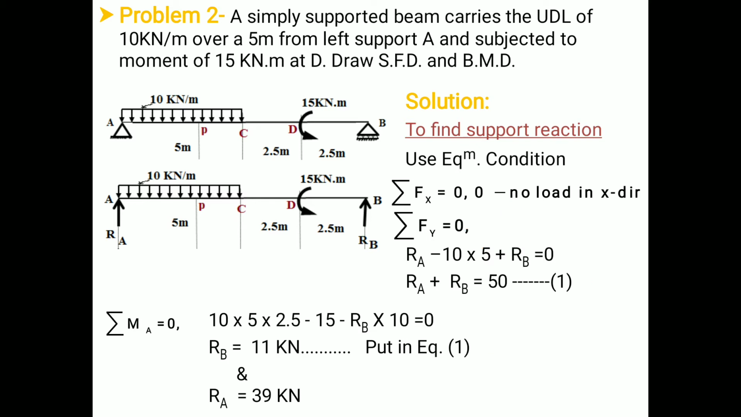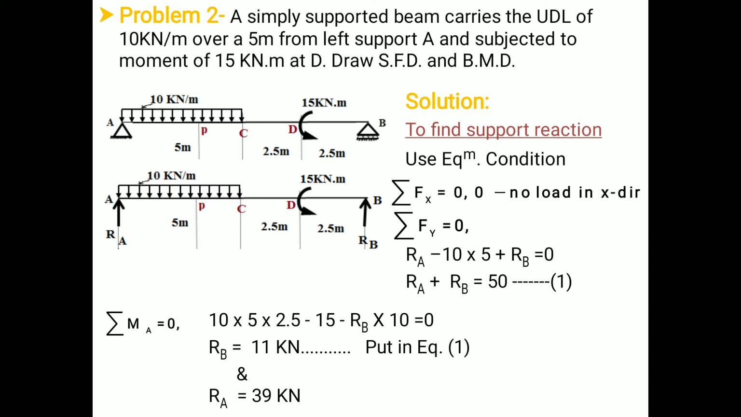So only one force in the form of reaction is acting along the X direction for the given system of loading. Now the second equilibrium equation is summation of Fy equal to 0. The first one, the reaction acting in the upward direction, will be positive. Second, the UDL in the form of a point load, therefore minus 10 into 5. And the third reaction is RB, acting in the upward direction, so positive. Therefore, after solving this equation we have RA plus RB equal to 50. This is equation number 1.